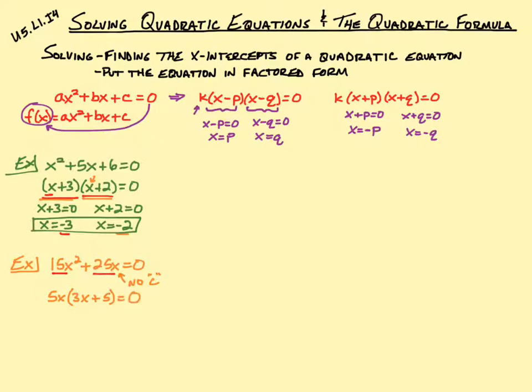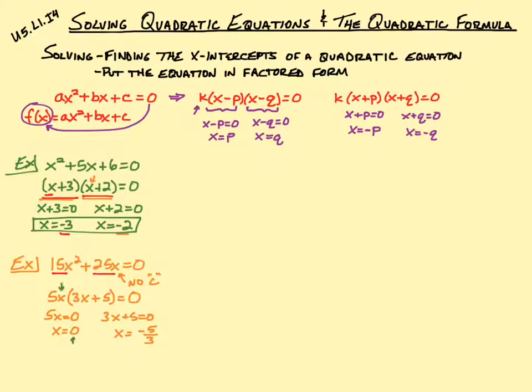We're still going to set each piece equal to 0, so we'll still say 5x equals 0, divide both sides by 5, and we still end up with x equaling 0. And 3x plus 5 equals 0, subtract 5 from both sides, divide by 3, and we get x equaling negative 5 over 3. And this still works just like before.